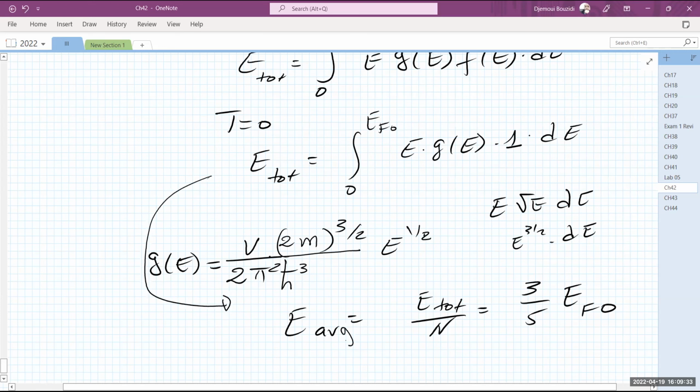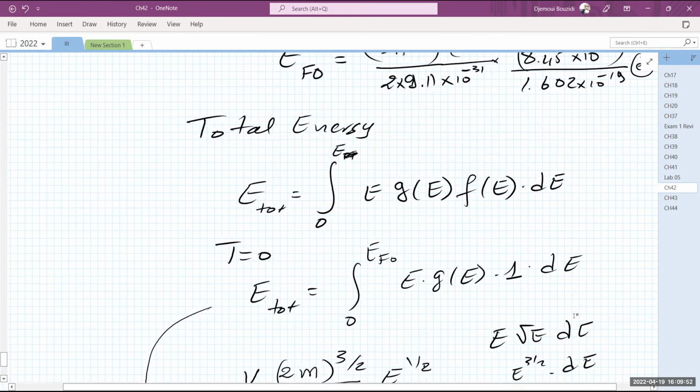Don't forget that the average energy in this case is just the total energy divided by N, because if you don't do that, you'll end up with an N in here for the total. Obviously, the total energy will depend on the number of electrons. The more electrons you have, the higher the total energy is going to be. So that's why we're defining E average, and E average will depend on just that EF naught.